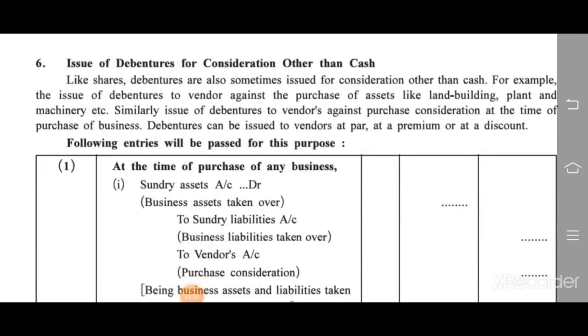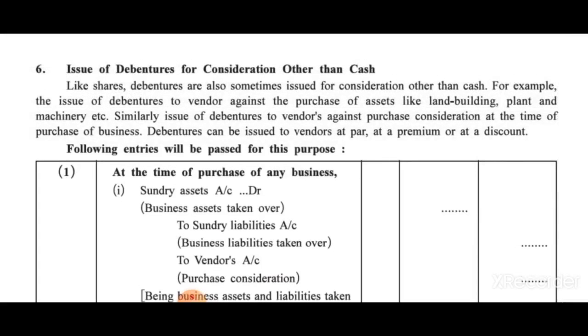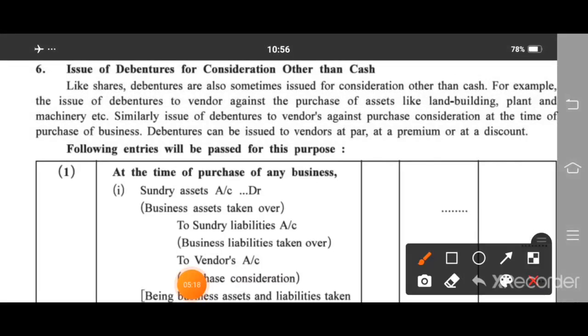Issue of debenture for consideration other than cash. In the place of cash, if we are using debenture, then like shares, debentures are also sometimes issued for consideration other than cash. For example, the issue of debenture to vendor against the purchase of assets like building, land, plant, and machinery. Similarly, issue of debenture to vendors against purchase consideration at the time of purchase of business. Debenture can be issued to vendors at par, at premium, or at discount.